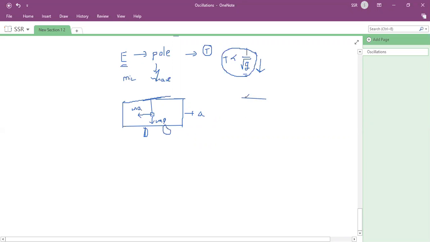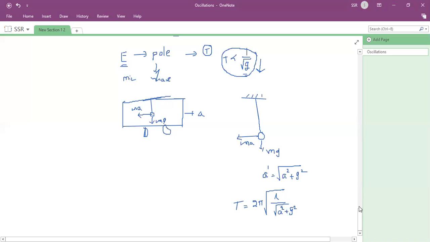You can now draw the simple pendulum separately, with mg like this and ma like this. Then what is the resultant acceleration? a dash is equal to root of a square plus g square. So the time period is T equal to 2 pi root L by root of a square plus g square. Okay, this is about time period of simple pendulum in the case of a moving bus, that is in the case of a non-inertial frame. Okay, so that's all.